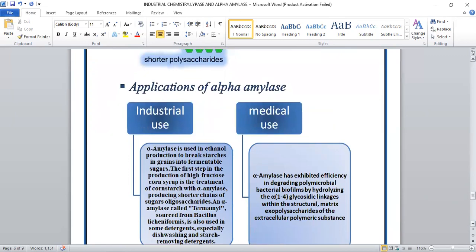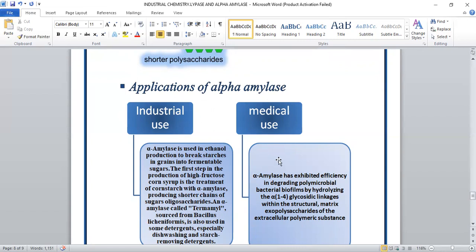Then we discuss the applications of alpha amylase in industries and in medical use. Alpha amylase is used in ethanol production to break starches in grains into fermentable sugars. The first step in the production of high fructose corn syrup is the treatment of corn starch with alpha amylase, producing shorter chains of sugar oligosaccharides, and it is also used in some detergents, especially dishwashing and starch removing detergents.